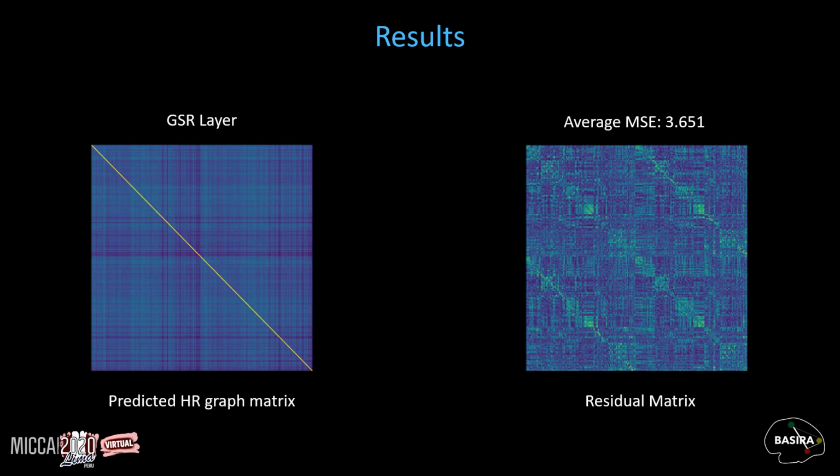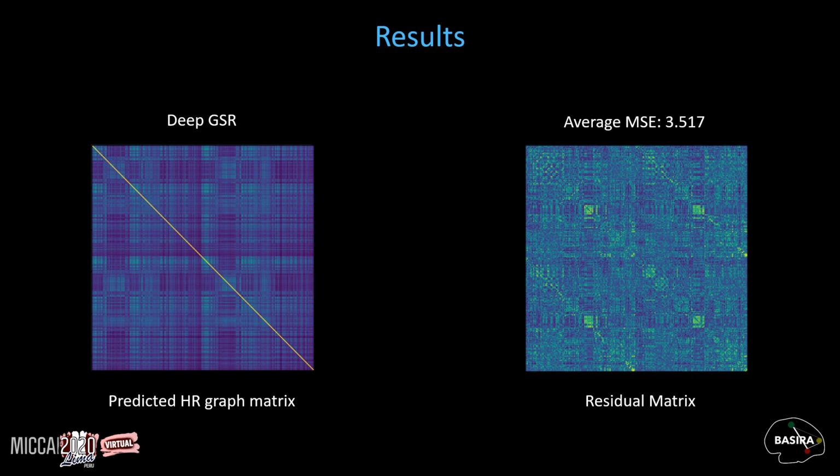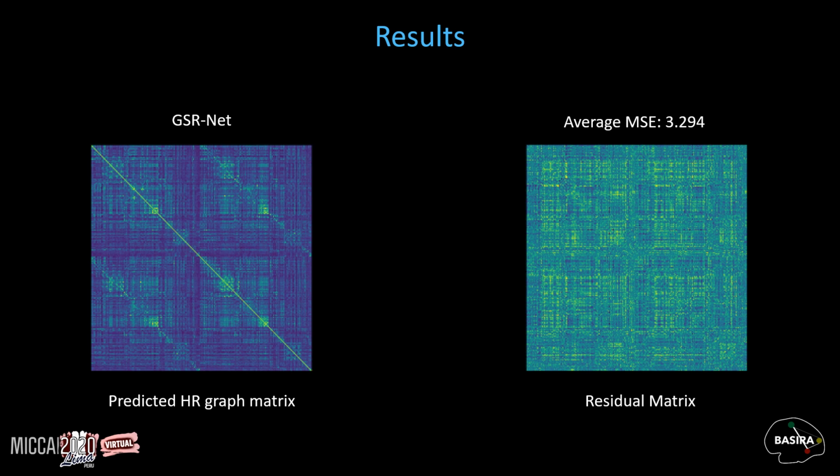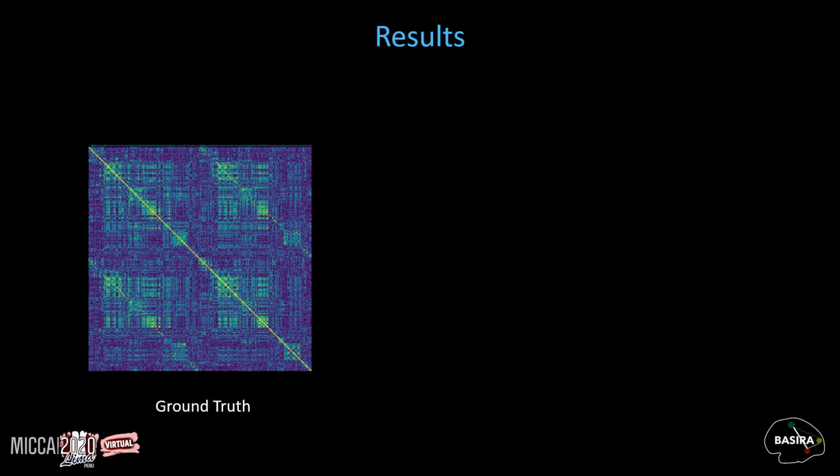Here on the left, we display the predicted high-resolution graph matrix for the first variant, GSR layer, and on the right, we display the residual matrix, the error between ground truth and predicted high-resolution graph. We can see how the residual error decreases with each method: Deep GSR, GSR autoencoder, GSRNet, which clearly achieves the lowest residual error. It is visibly the most similar variant to ground truth.